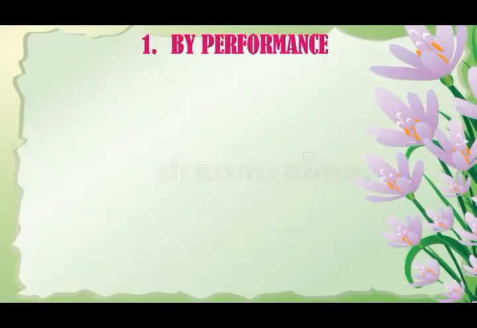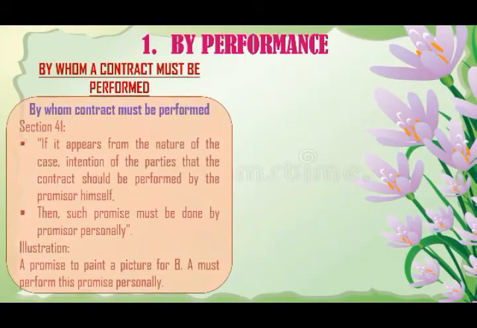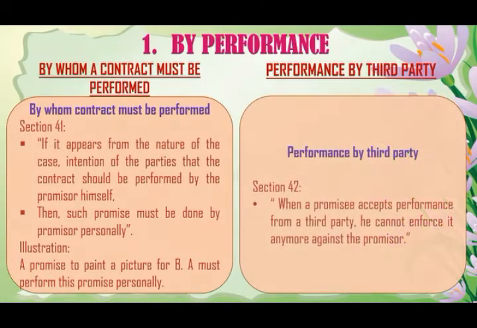The third one is by whom a contract must be performed. In Section 41, if it appears from the nature of the case and the intentions of the parties that the contract should be performed by the promisor himself, then such promise must be done by the promisor personally. An illustration: A promised to paint a picture for B. A must perform this promise personally. The last one is performance by a third party. In Section 42, when a promisee accepts performance from a third party, he cannot enforce it anymore against the promisor.